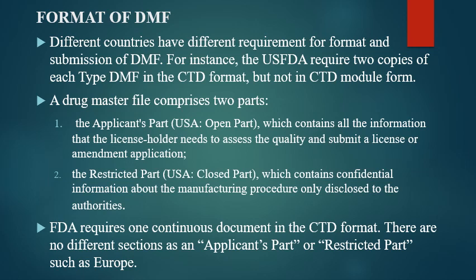So by name it is clear, the open part contains all the information which a license holder needs to submit a license, whereas the closed part contains the confidential information which talks about how an API is manufactured, and it is disclosed only to the health authority, that is FDA.